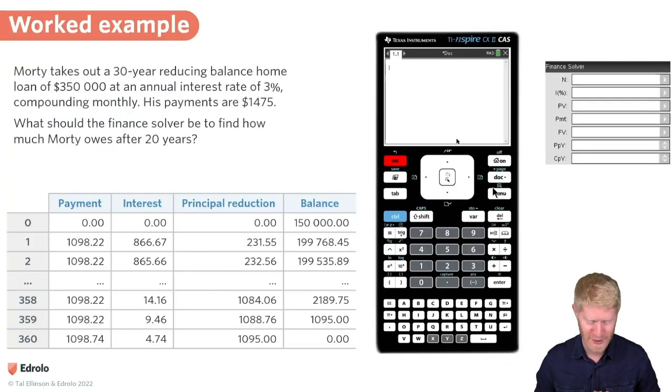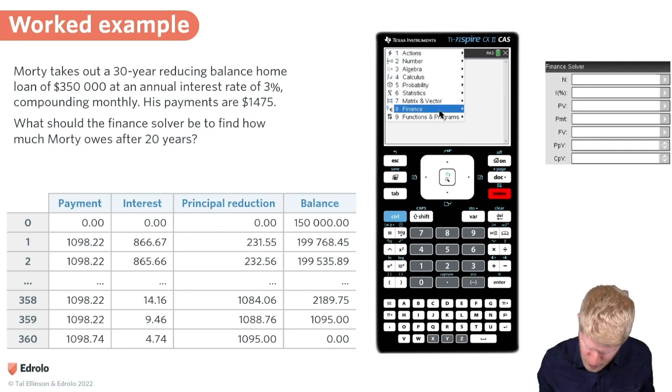All right, let's do an example with this finance solver. We've got Morty, he's taking out a 30-year reducing balance loan, $350K. We've got his interest rate, we've got his payment. We're asked to find how much he owes after 20 years. Now, we can't do that with a recurrence relation because 20 years by 12 months is 240 months. That's a lot of calculations. And I can't see the answer in my table, like that row is hidden. So we need our finance solver.